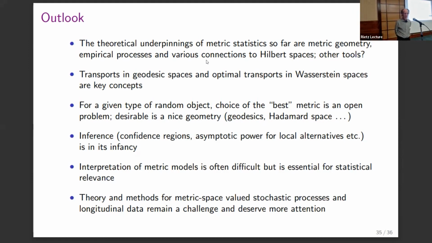Inference is not very well developed, I would say. There are some inference methods, but it's not well developed. So I would say it's in its infancy. There's a lot of work to be done. The interpretation of metric models can be difficult, but I would say it's very essential if you are statisticians, and we work with people in applied fields like neuroimaging. They don't necessarily like a black box. What we can provide, in contrast to machine learning, is interpretable models. So we want them to be interpretable, very important. Finally, the theory and methods for metric space-valued stochastic processes and also longitudinal data are of particular interest and are challenging. There are some preliminary works, I would say, but certainly this deserves much more attention.